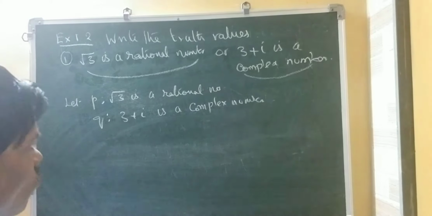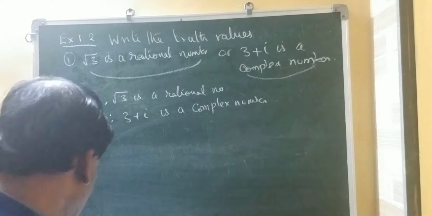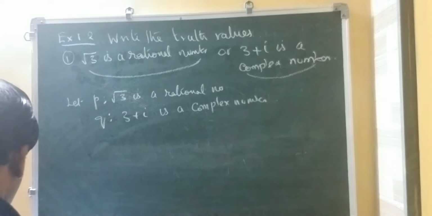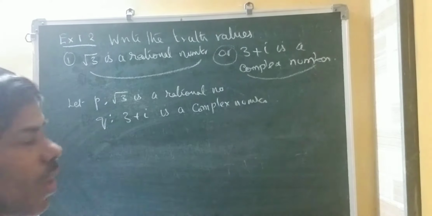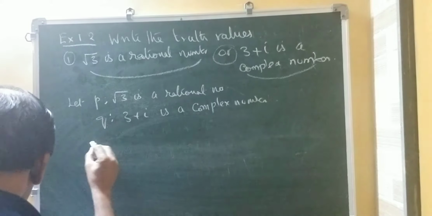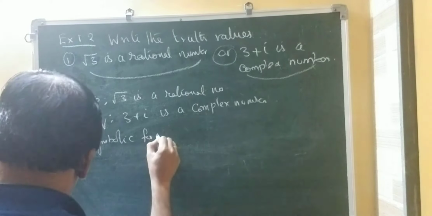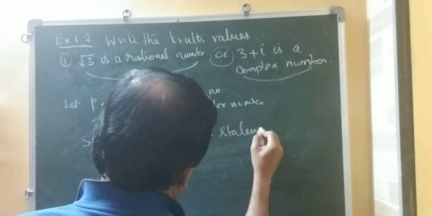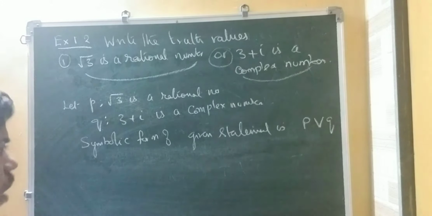Now, root 3 is a rational number or irrational number? It is given rational number. Yes. So, it is false actually. So, now here we will write like this, P and Q. Here what is given? OR is given. So, which one is it? See, the symbolic form of the given statement is P or Q. P or Q.